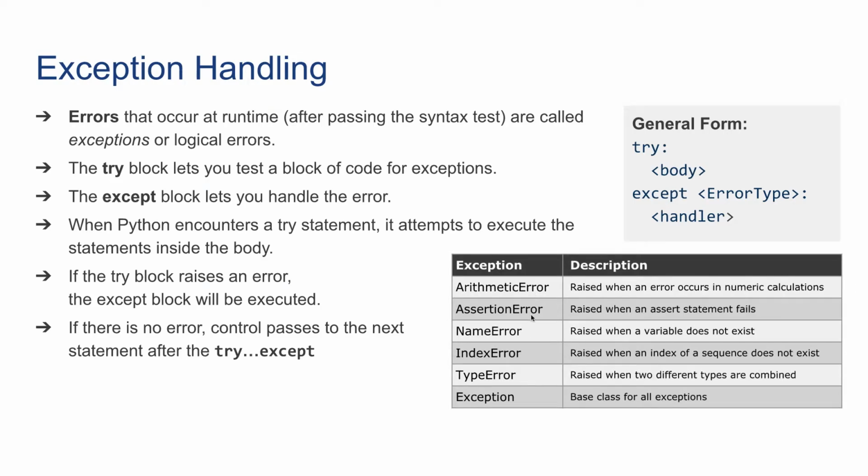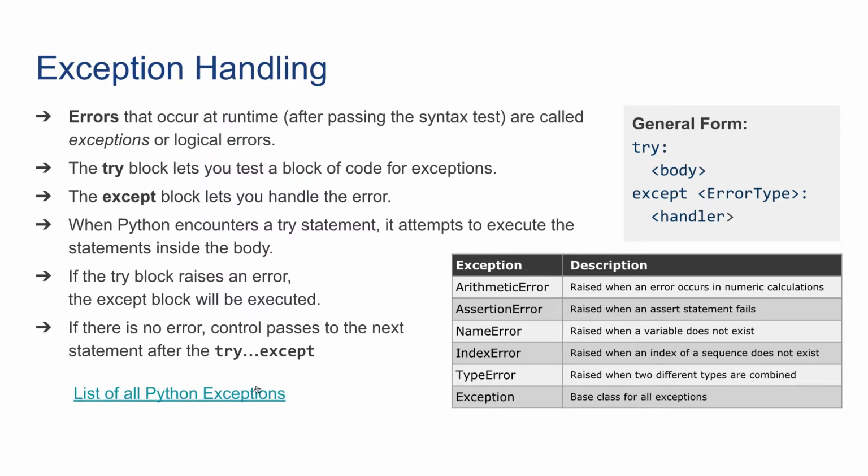And then here's a short list of Python exceptions, such as ArithmeticError, raised when an error occurs in numeric calculations, AssertionError, raised when an assert statement fails, NameError, when a variable does not exist, IndexError, one of the most common ones, raised when an index of a sequence does not exist, and TypeError, when two different types are combined, and we've seen this in the past. And Exception is the superclass of all exception types.